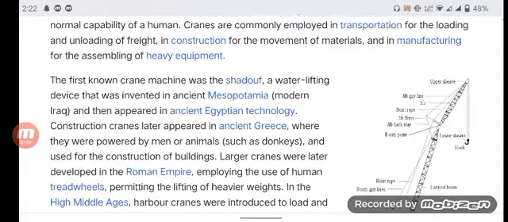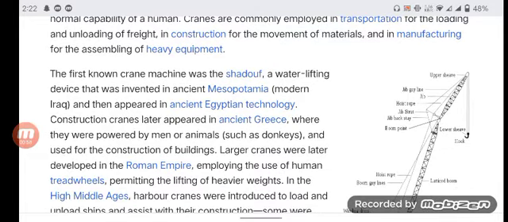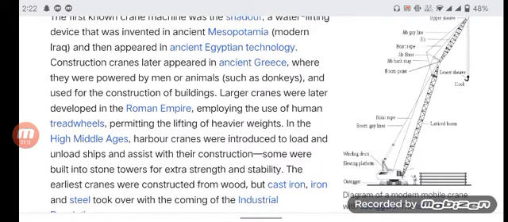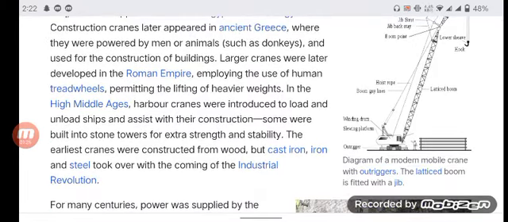The first known crane machine was the shadoof, a water lifting device that was invented in ancient Mesopotamia, modern Iraq, and then appeared in ancient Egyptian technology. Construction cranes later appeared in ancient Greece, where they were powered by men or animals such as donkeys and used for the construction of buildings.